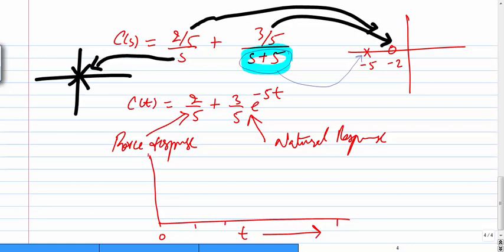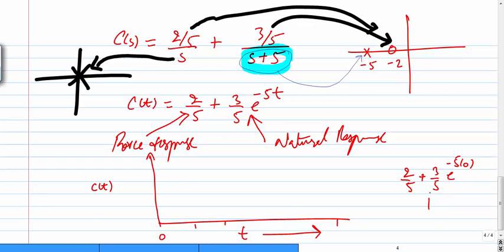Now if I plot C of t, 2/5 is a DC input, and it is added to 3/5 times the exponential. So when t equals 0, what is the value of this response? It's very easy to calculate, just plug in the values. You have 2/5 plus 3/5 times e to the -5 times 0. So e to the 0 is 1, and it becomes 1. Now when you increase t, it starts decaying.